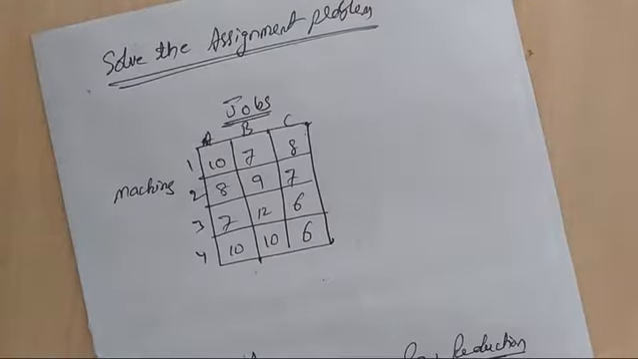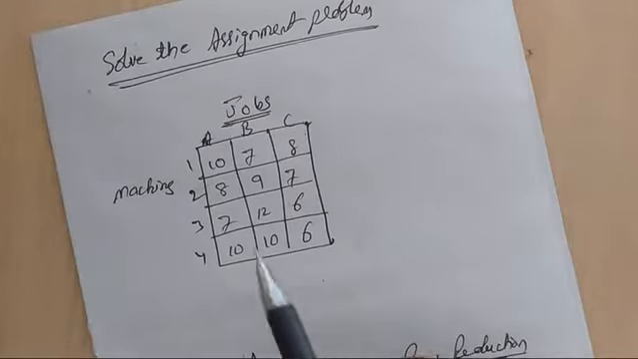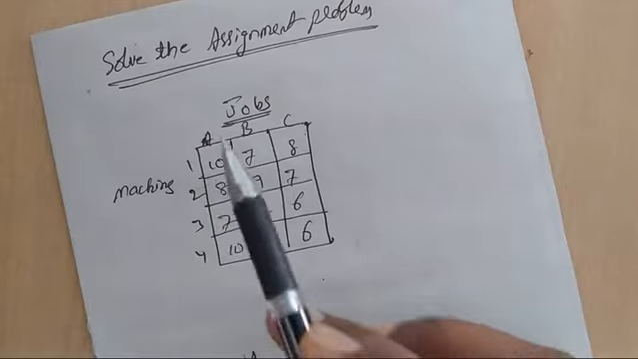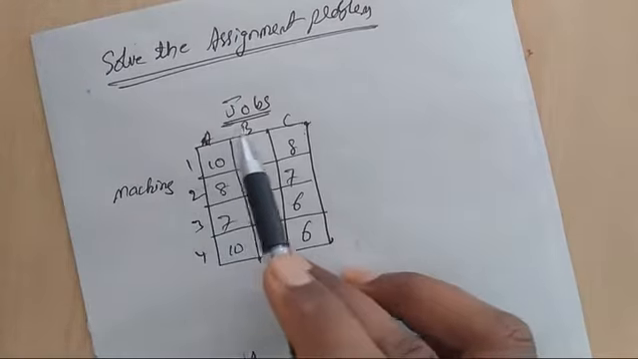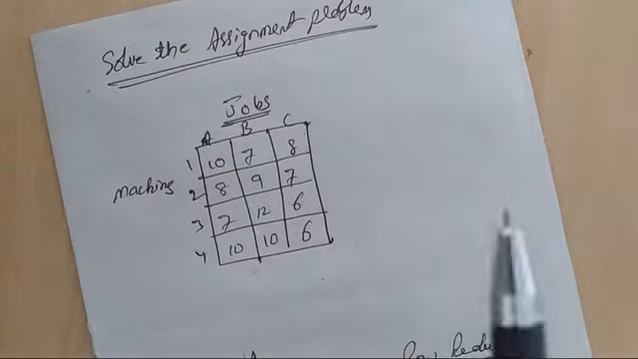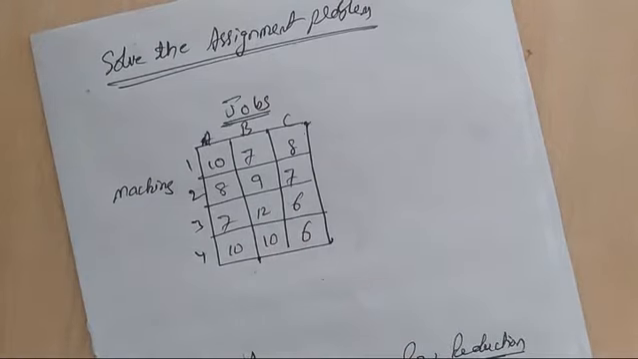So how can we identify it? Is the number of rows equal to the number of columns? Now identify this number. How many rows are there? 1, 2, 3, 4. 4 rows are there. Next, number of columns: 1, 2, 3. 3 are there. So here the number of rows is not equal to the number of columns.